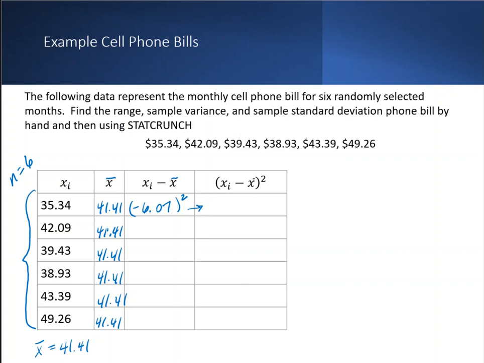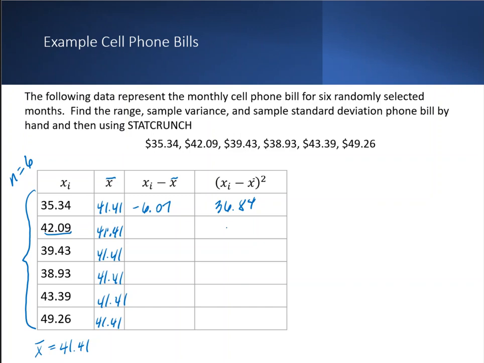And that takes me to the very last cell here. So negative 6.07 squared is 36.84. Okay, so that's the process that we're going to do. We are going to first subtract each of our cell phone, let me say it in a different way. First, we're going to subtract the average from the cell phone bill.